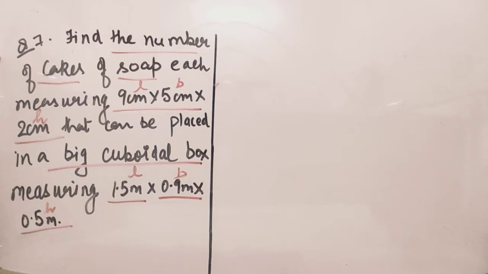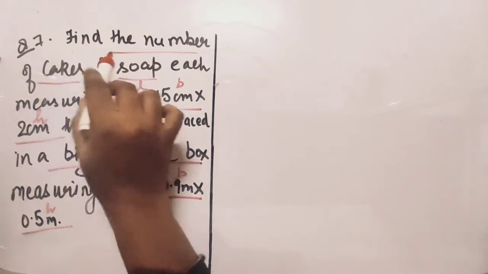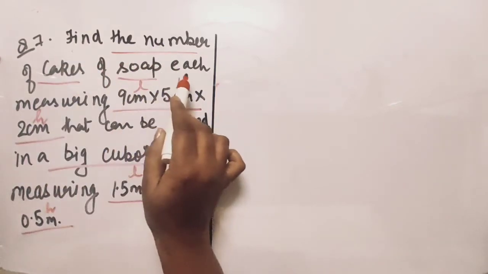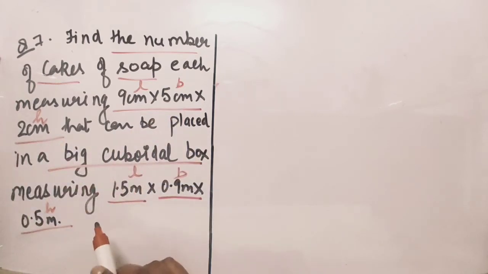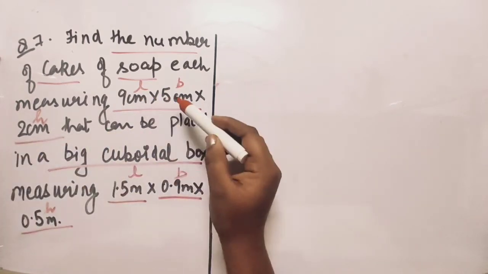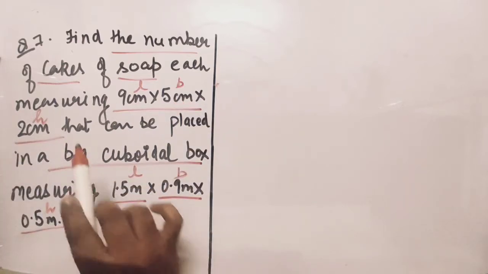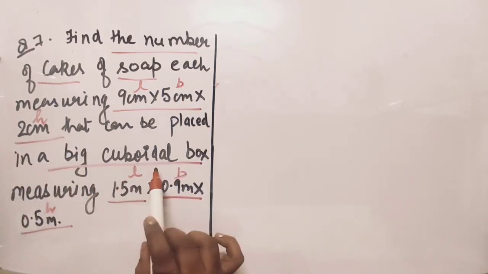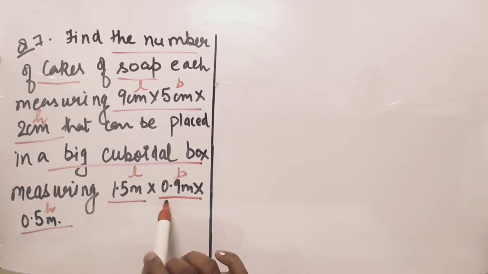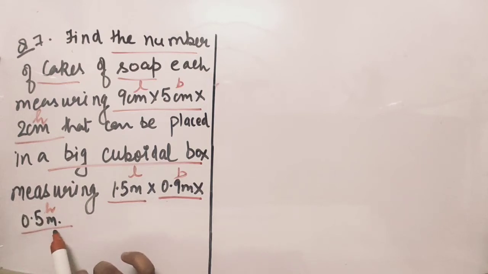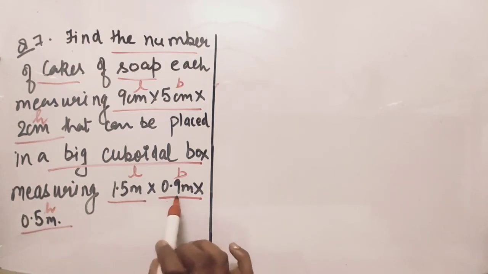Today we are going to start question number 7 of your exercise 12.1. So without wasting any time, let's start the question. Here you can see the question is: find the number of cakes of soap each measuring 9 centimeter, 5 centimeter, 2 centimeter. That means these measurements are length, breadth and height, that can be placed in a big cuboidal box measuring 1.5 meter, 0.9 meter, 0.5 meter. That means it is also length, breadth and height.